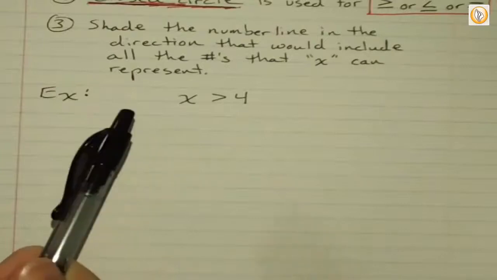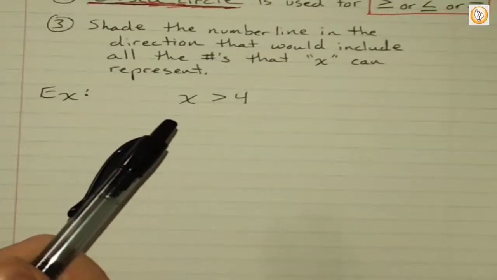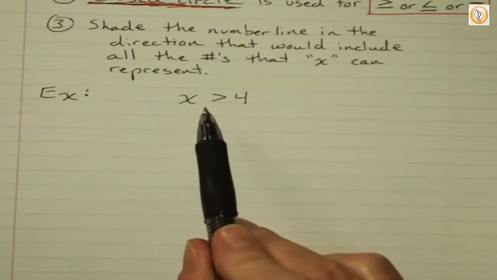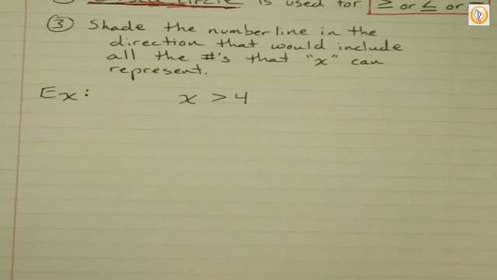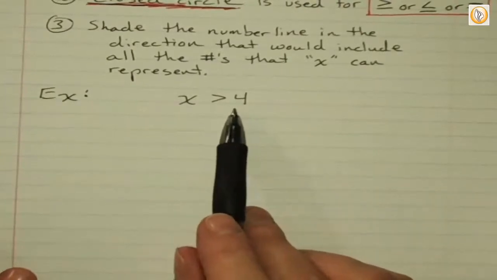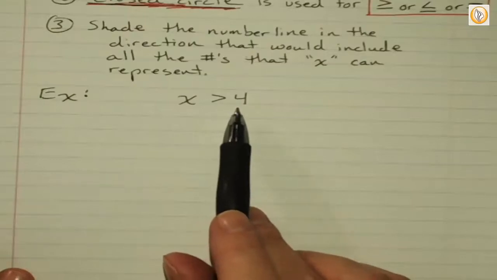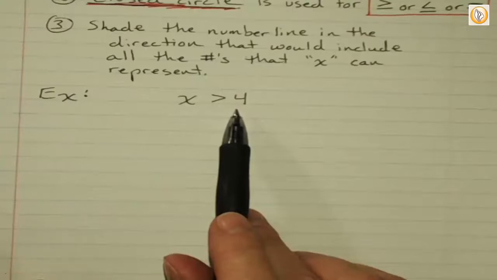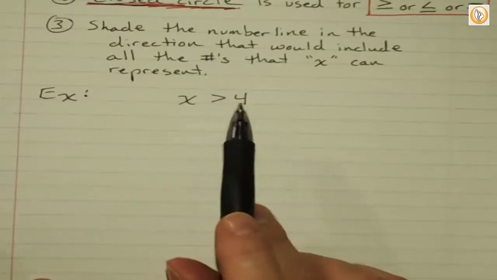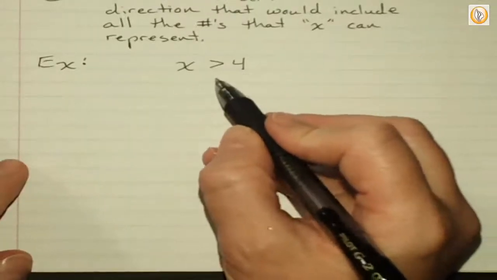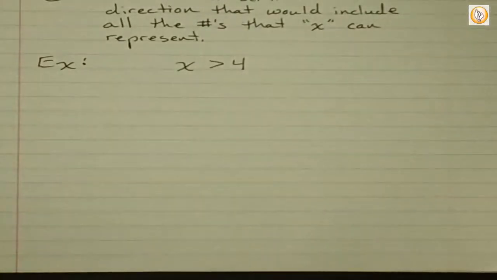X can be 4.5. It can be 5. It can be 6. It can be 100. But with inequalities, it's saying X can be any number as long as it's greater than 4. Can it be 4? No. No, because it does not say greater than or equal to. Tanner, did you see that? Can X be 4? No, because it says X is greater than 4. If it was X is greater than or equal to 4, that means X could be 4 or any number greater than. Okay, that's the difference.